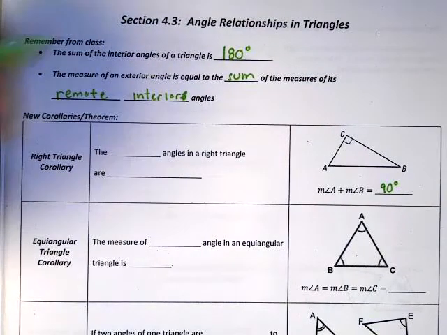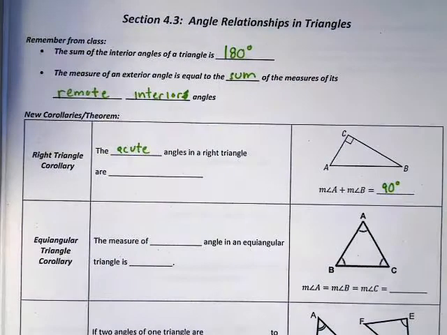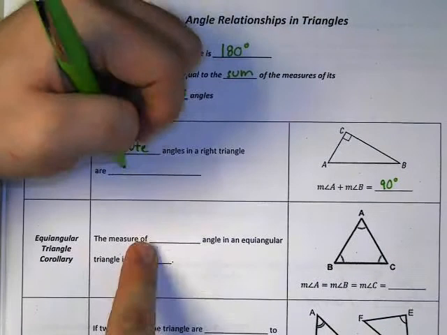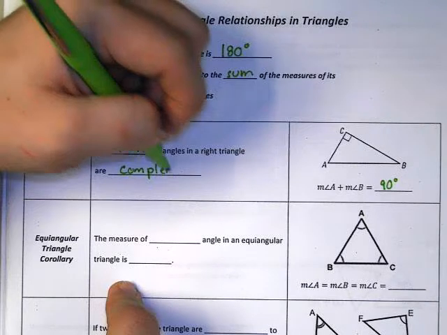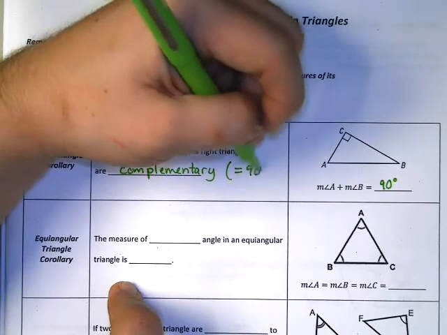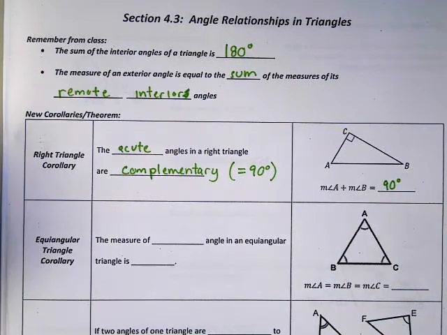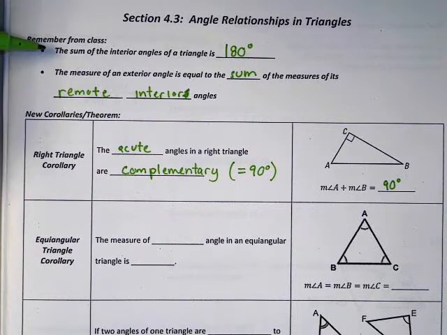And so what we can say is the acute angles in a right triangle are always complementary. And that just means, again, equals 90. Alright? Well, let's use this idea a little bit more. Again, the sum of the interior angles must be 180.